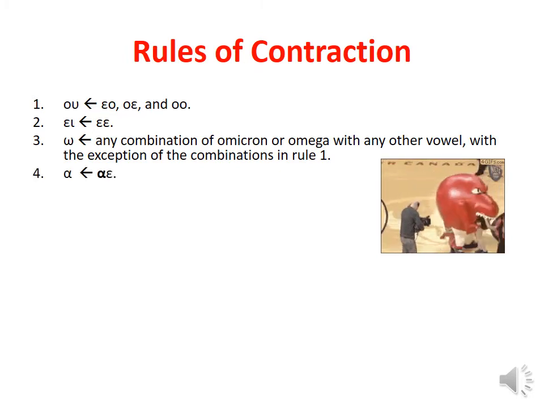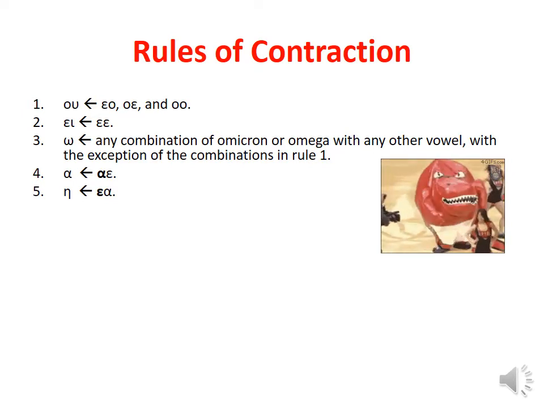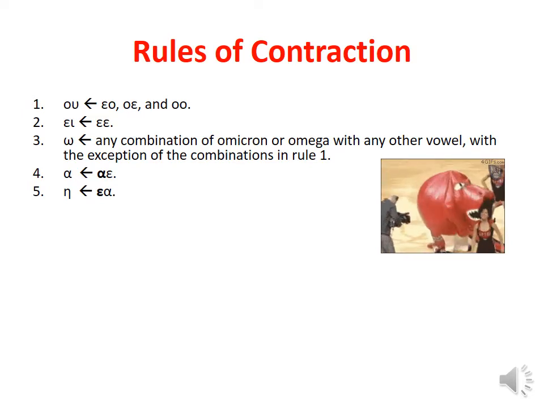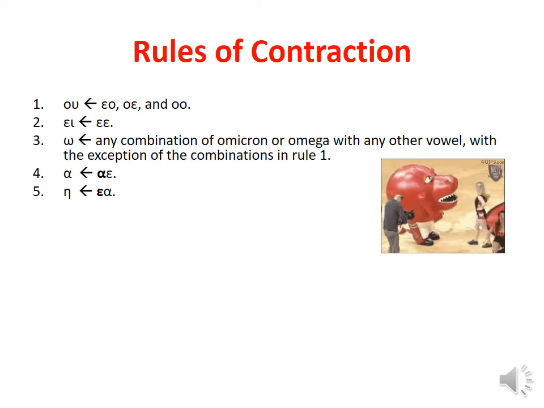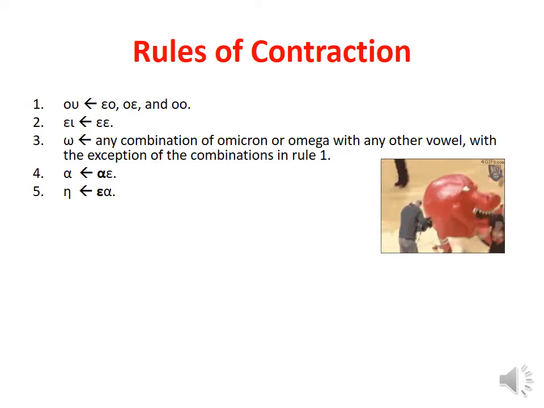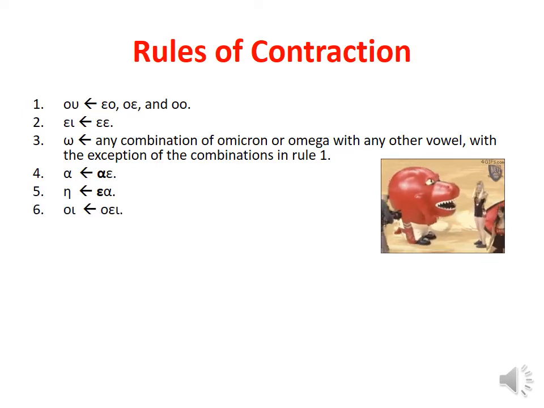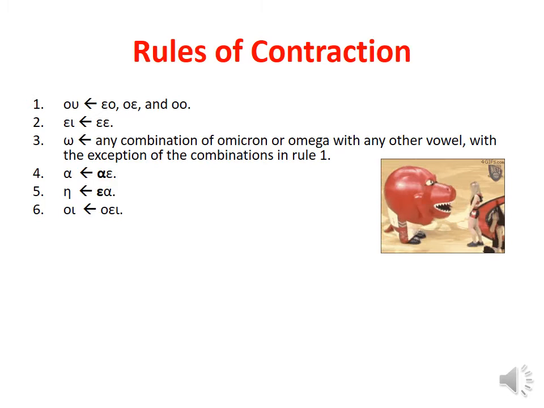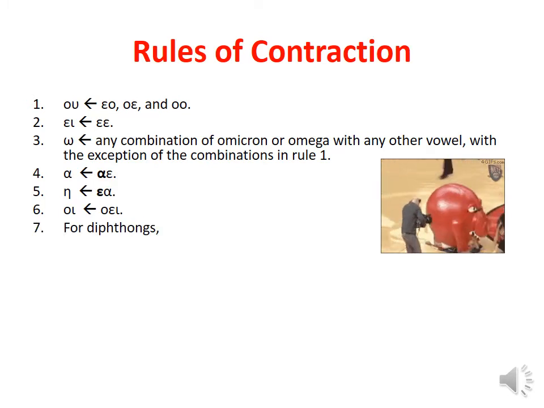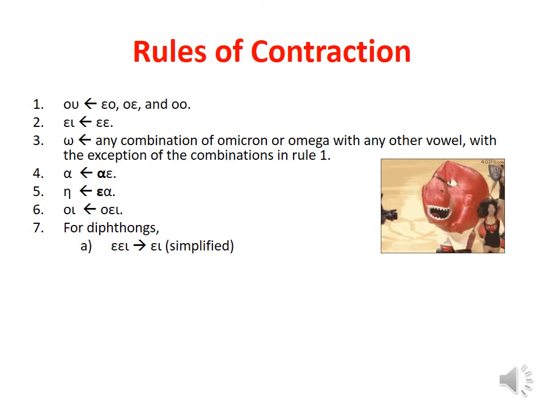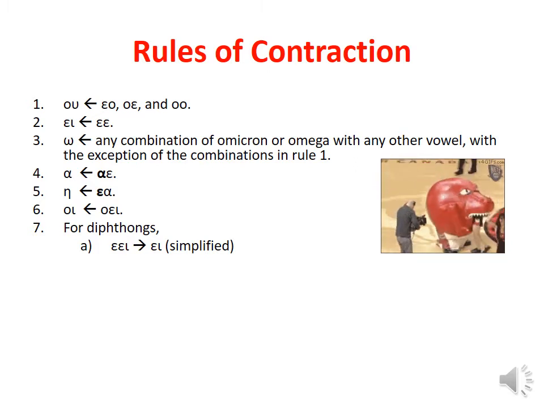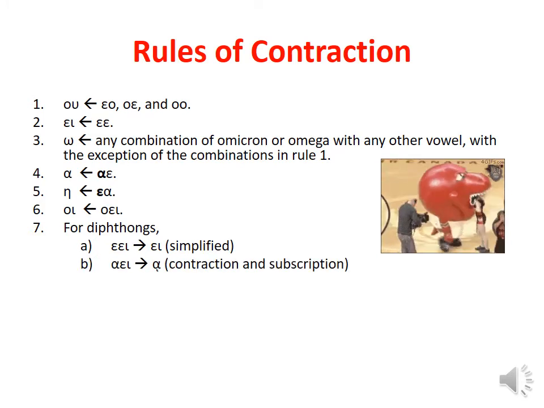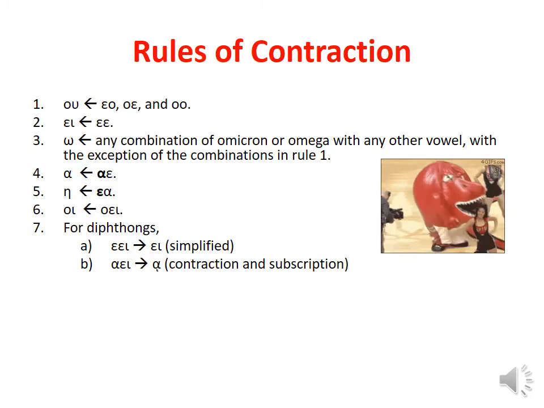The combination alpha epsilon will become alpha, whereas epsilon alpha will become eta. So notice there, depending on which vowel comes first, that's the vowel that wins. Alpha wins first in 4, and epsilon becomes simply a long epsilon, or an eta, in 5. Omicron epsilon iota, you have a complicated combination there. Just know that it simply becomes omicron iota. For diphthongs, your two epsilons are simply going to simplify here, and the iota will stay. Here, the alpha will win and the iota will subscript.